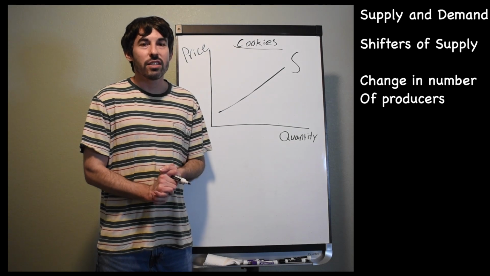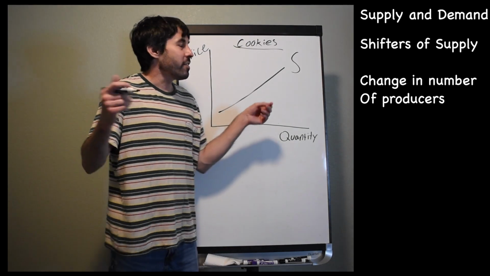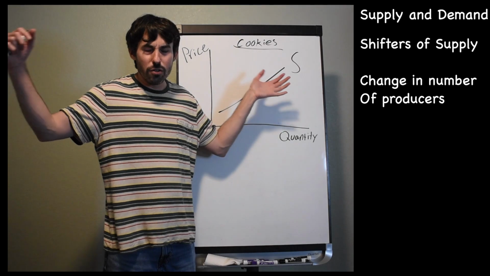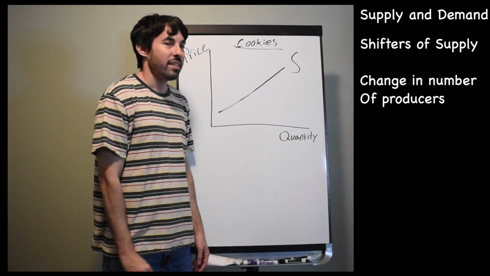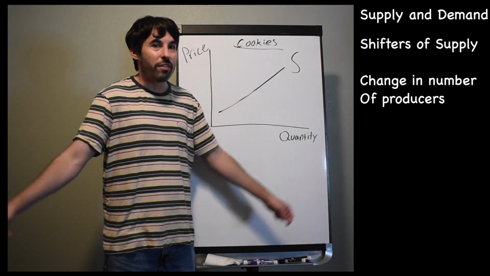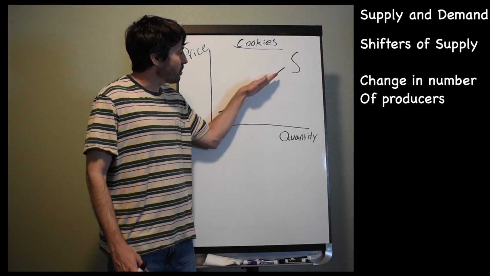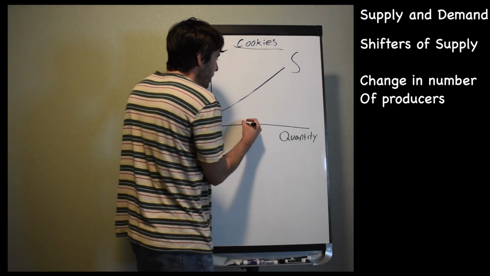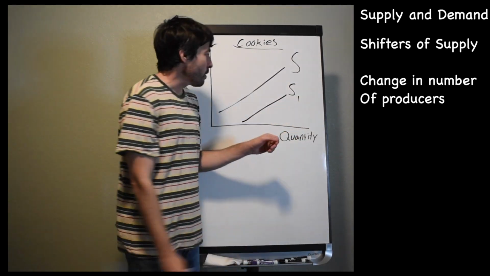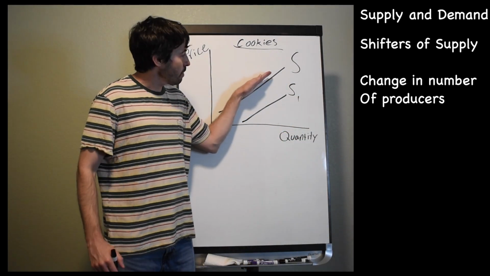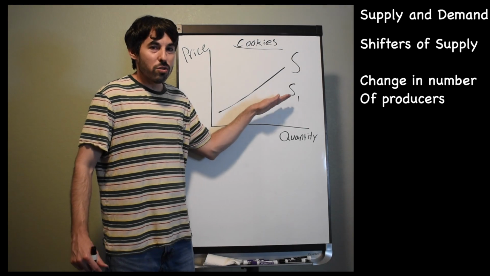First would be a change in the number of producers. If there's another cookie company that comes into the fold, like Tay cookies start going on sale. Well, now there's more cookies available, there's more producers, the supply of cookies will increase and shift to the right. Notice that the new supply curve, that is an increase in supply, is lower than the old supply curve.